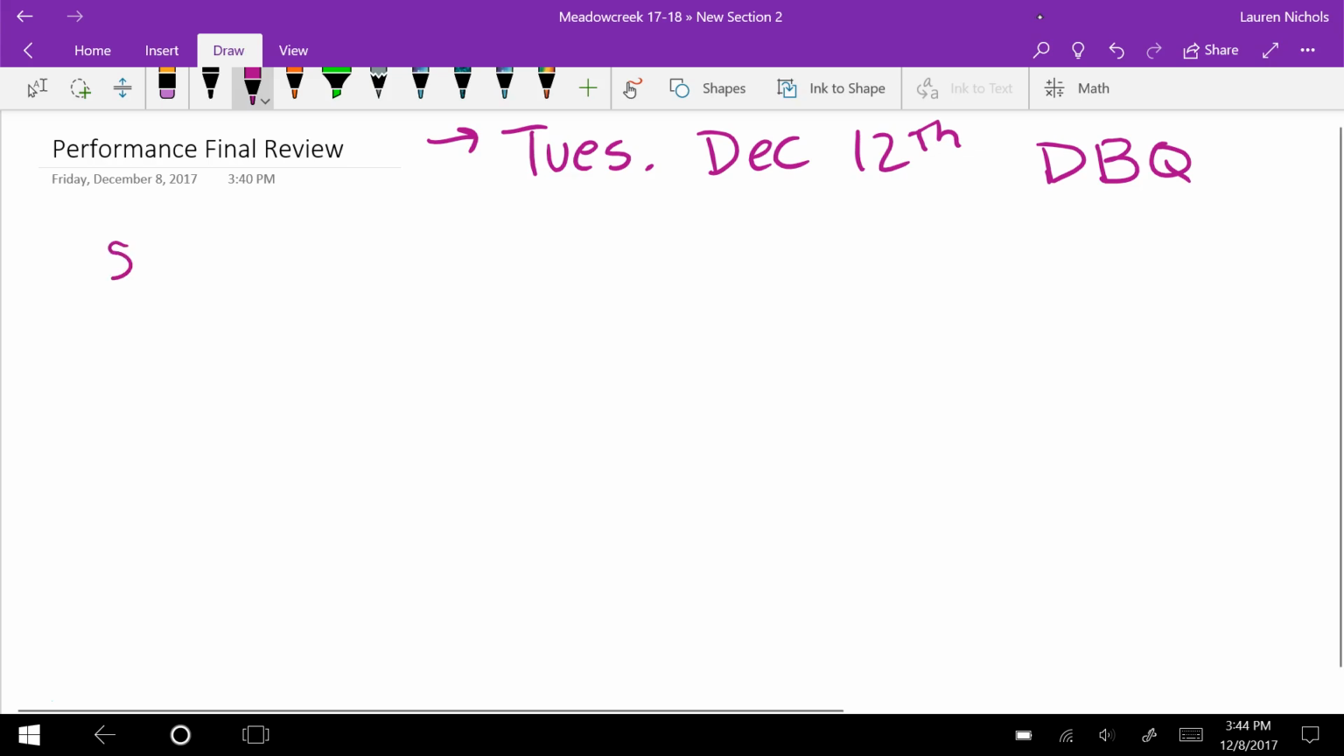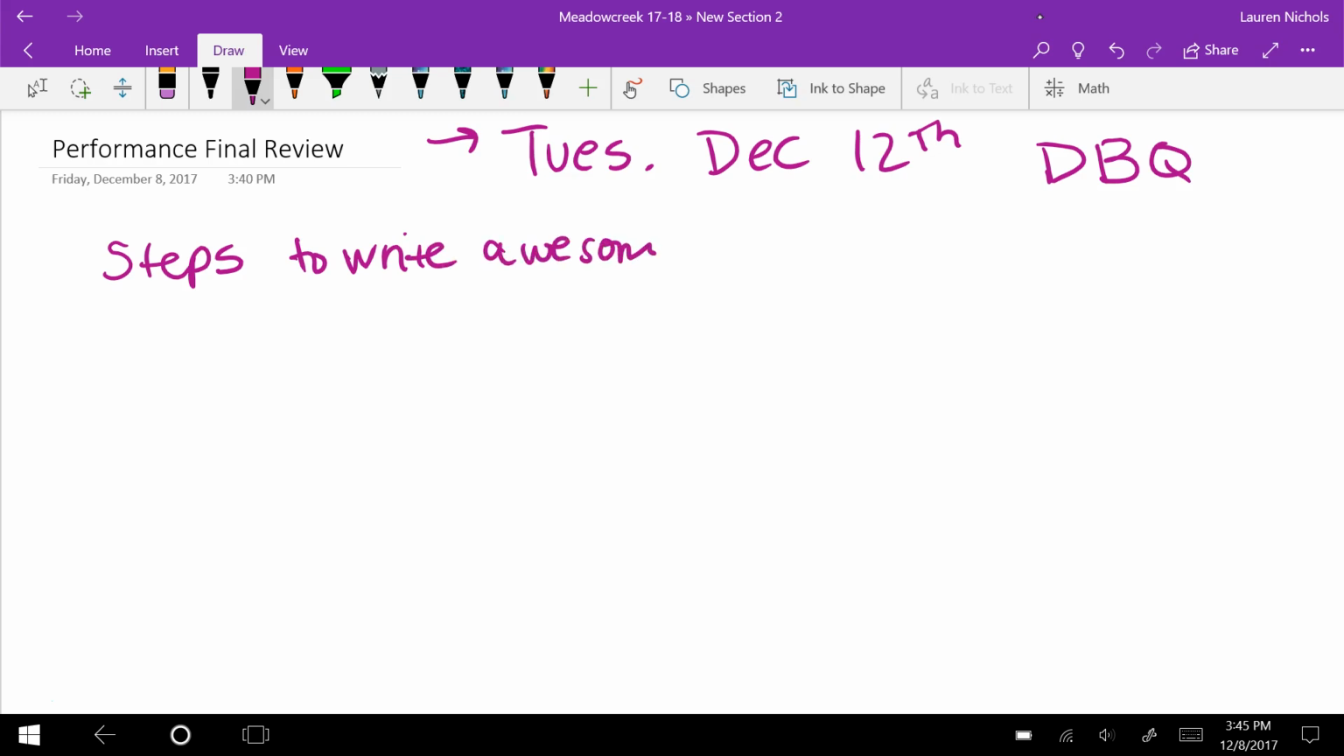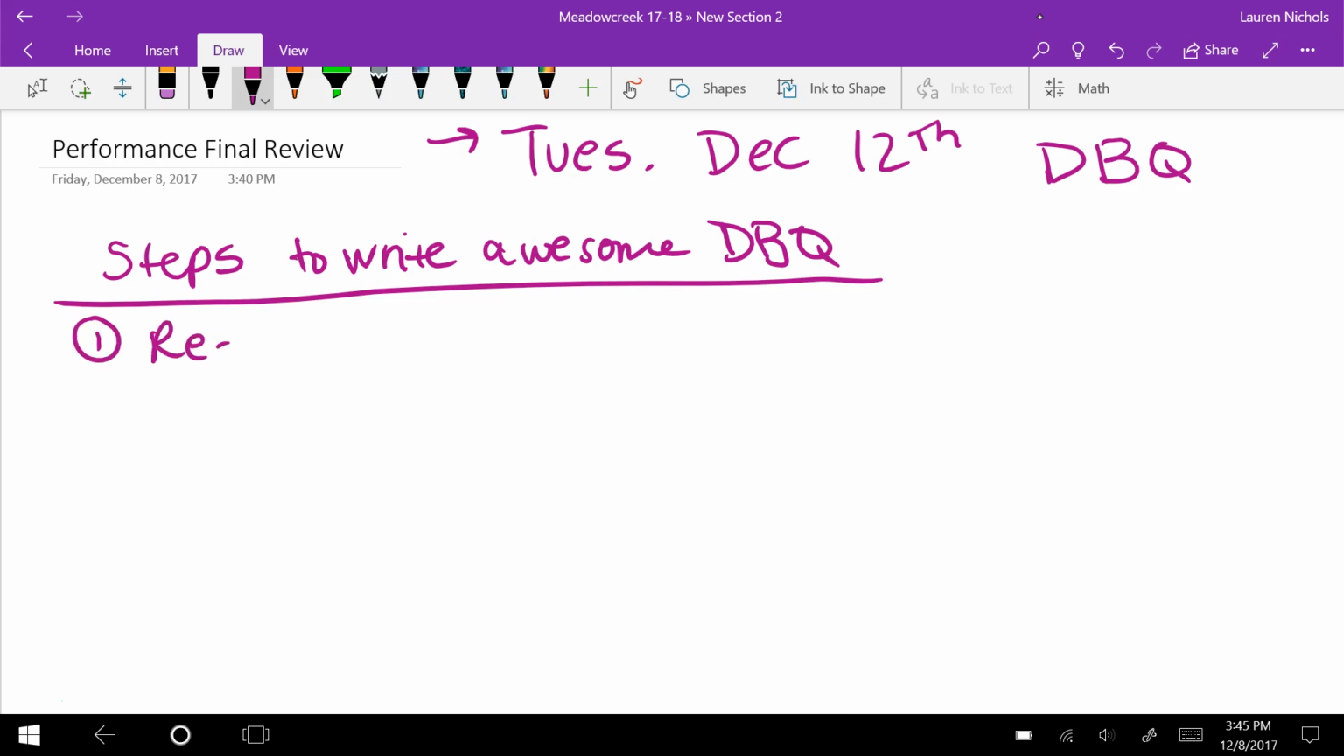So let's talk about a few steps to write an awesome DBQ, because this DBQ will be 5% of your entire grade and can replace poorly written DBQs from before. So it really needs to be the best DBQ you've ever written for my class. So the first thing you're going to want to do is read the whole thing when you get it 2 times. Okay? Read it 1 time just to get a general overview, and the second time you want to make sure that you go back and you're looking for details.